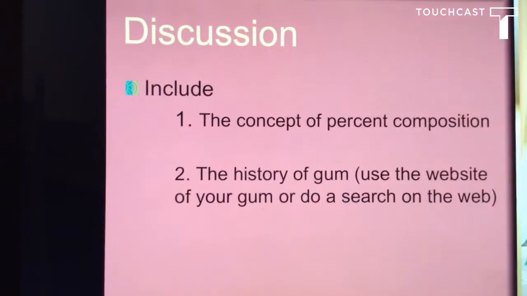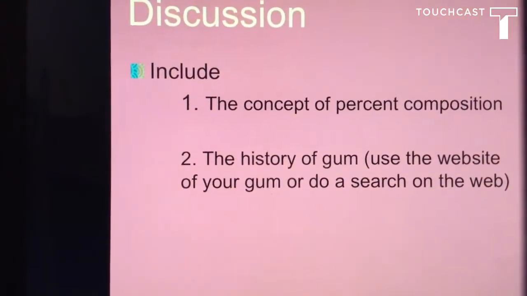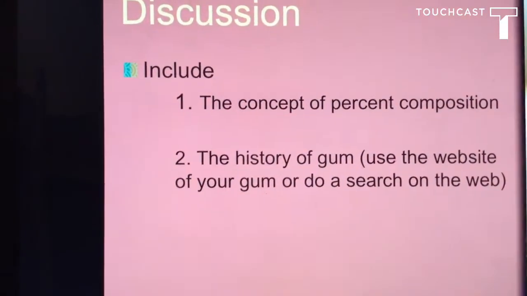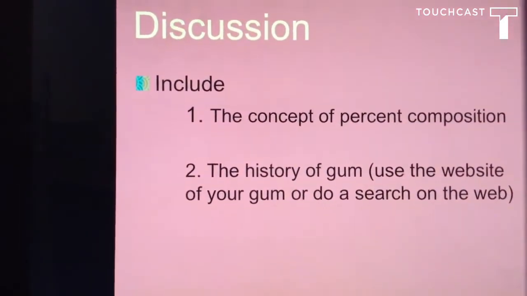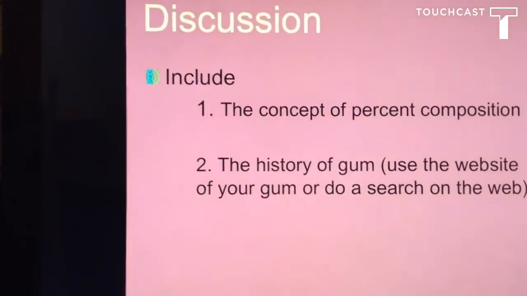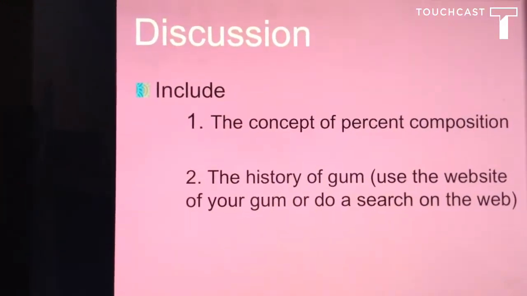In your discussion, you want to include the concept of percent composition and the history of gum. I would use a website of your gum, or worst case scenario, use Wrigley's.com. Wrigley's has a really good history of gum. Make sure that you cite your sources at the end of your lab write-up.